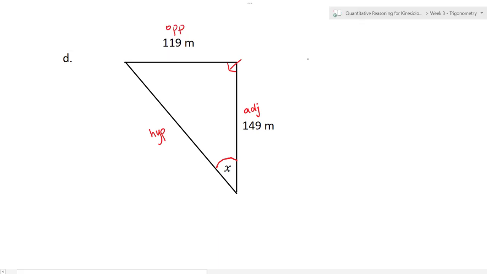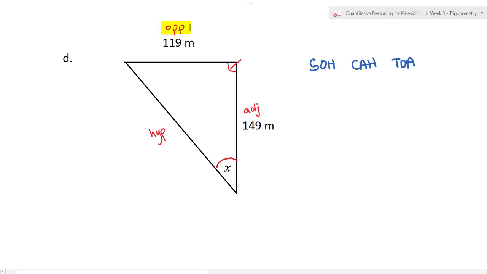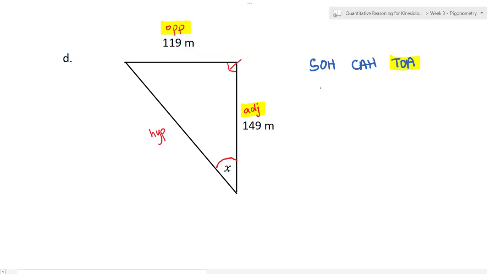So I'm going to write out the formula. SOH CAH TOA. I'm going to highlight the two sides that I know. So that would be my opposite side and my adjacent side. So O and A, that would be TOA. So I'm going to write out the formula. Tan theta equals opposite over adjacent. I'm going to sub in all the values that I know.